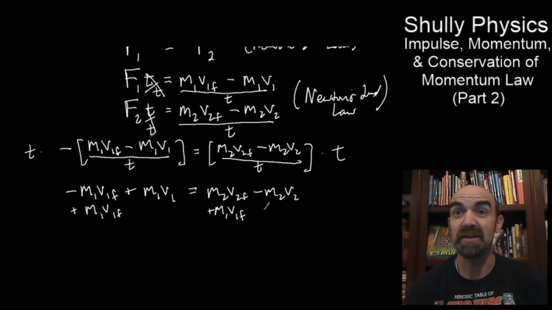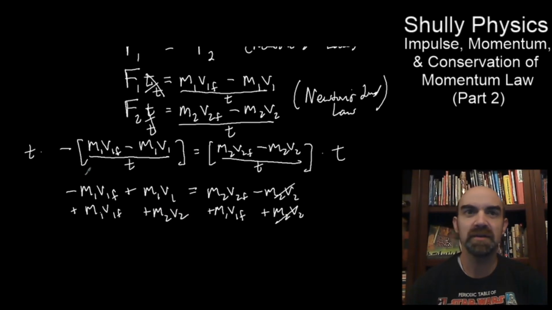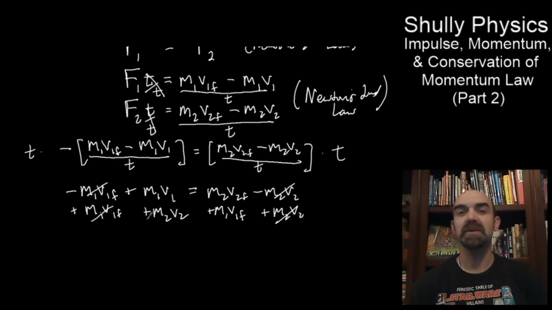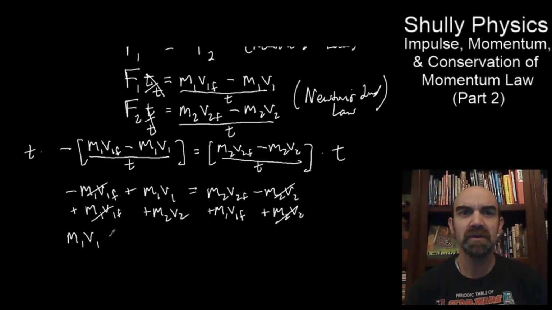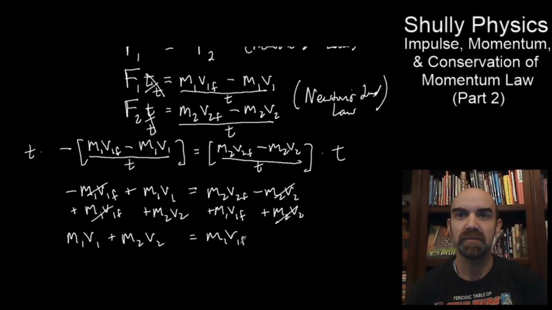and we're going to add the initial M2V2 to both sides with the purpose of moving that one over. So M2V2 cancels on this side, M1V1F cancels on this side, and what are we left with? Let's put these initial conditions together. M1V1 plus M2V2 equals M1V1 final plus M2V2 final.